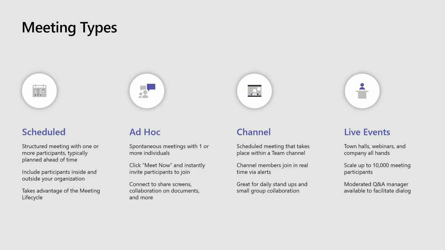There are also times where you want to have a spontaneous meeting. Hey, Joe, I want to get your attention on this before I send this up the chain. What do you think? You might just have an ad hoc meeting. Click Meet Now in Teams, add an email address, whether it's inside your organization or out. Super simple and super easy.